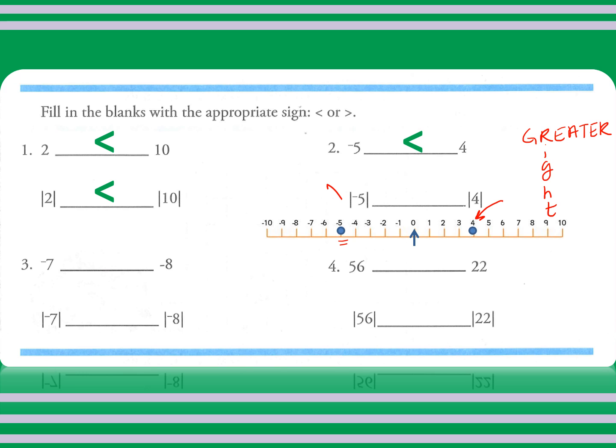Now, the absolute value of negative 5 is 5. The absolute value of 4 is 4. So 4 is located here on the number line, and 5 is located here. In this situation, 5 is on the right side, so it is greater than 4.